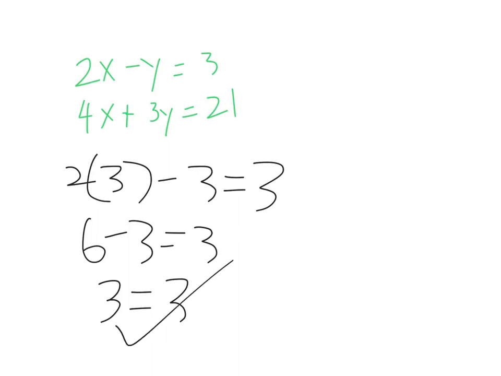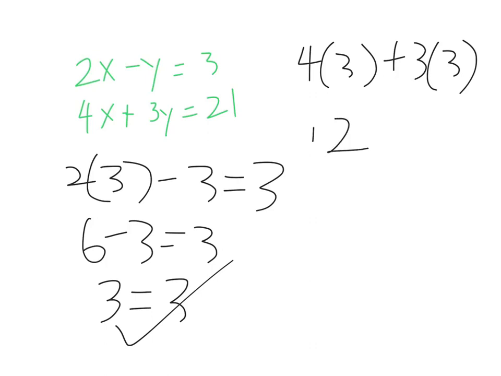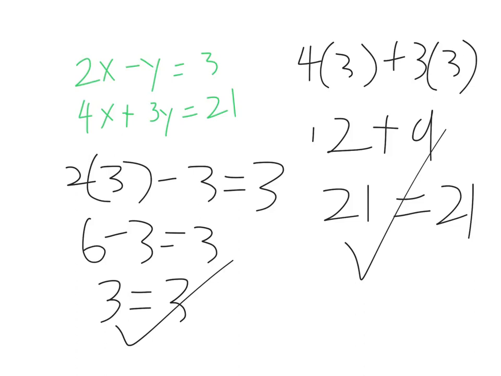And then now the second equation. 4 times 3 plus 3 times 3. 4 times 3 is 12 plus 3 times 3, which is 9. And this adds to 21, which is equal to 21. Therefore, the second equation also works. So therefore, the answer x equals 3 and y equals 3 is correct.